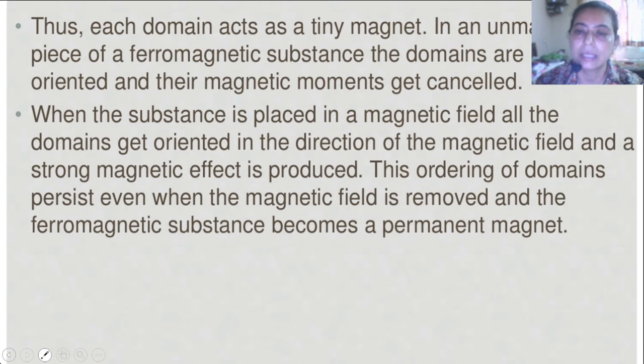It means that when such a ferromagnetic substance is unmagnetized, its domains are randomly arranged and their magnetic moments get cancelled. But when we keep such a ferromagnetic compound in a magnetic field, all the domains get aligned in one line, parallel to the magnetic field. And because of that, when you remove the outer magnetic field, they still show magnetic properties, that is, they behave as a permanent magnet.